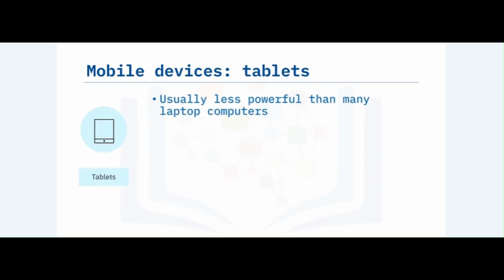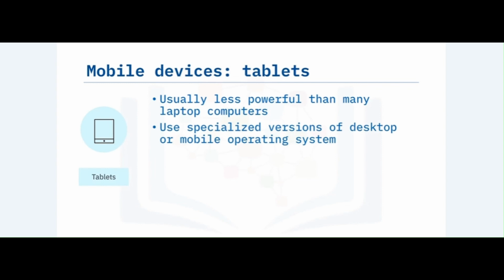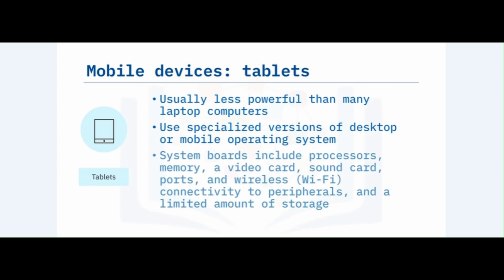Tablet devices are usually less powerful than laptops, but that is beginning to change. Tablets built in very tight cases include most laptop components, but don't include a keyboard. Tablets generally use operating systems such as Microsoft Windows, iOS, and Chrome. The system board includes the device's processor, memory, a video card, sound card, a limited number of ports, a Wi-Fi card, and limited hard drive storage. Tablets are usually not upgradable.